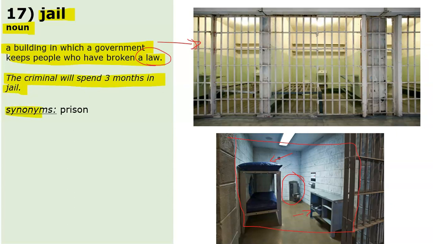And the synonym of jail is prison, but jail and prison are a little bit different. For jail, people usually go there for 1 year or less. So they don't spend a very, very long time in jail. So maybe the thing that they did is not very, very bad, just a little bit bad. But for prison, people who go here, it's usually for 1 year or higher. So they spend longer in prison.